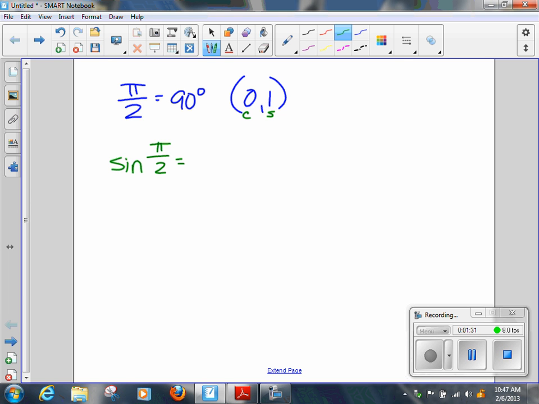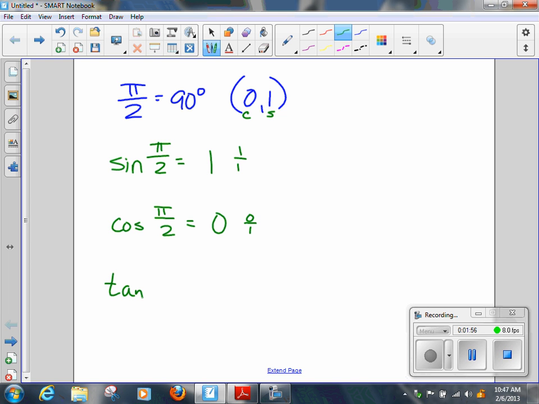Here we go. What is sine of pi over 2? 1. It's right here. It's in the ordered pair. It's 1. Or 1 over 1, right? I can write 1 under anything. Cosine of pi over 2 is what, folks? 0 or 0 over 1. I need to think 0 over 1 because that's going to help me in just a few minutes.